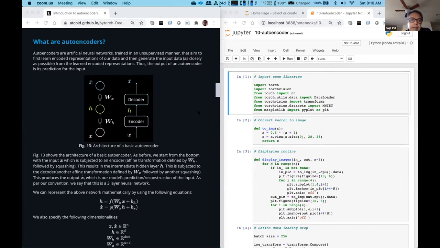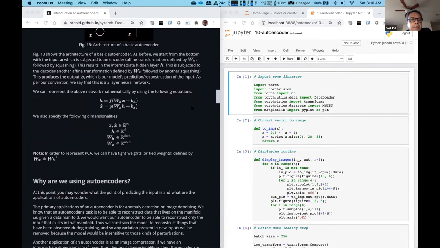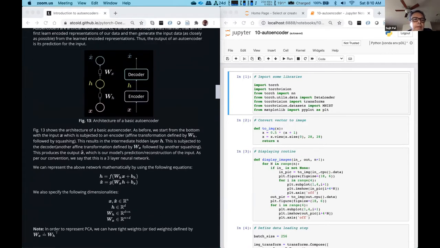And how it does that is there are two ways of doing it. One is undercomplete and one is overcomplete, which we'll get to. And so if you look at the equations here, essentially your X is the input, and then it goes through a bunch of weights and an activation, and it produces a hidden state H. And again, that goes through a bunch of weights and an activation, and it produces the output X hat, right?